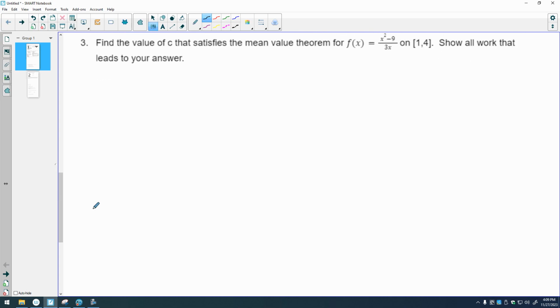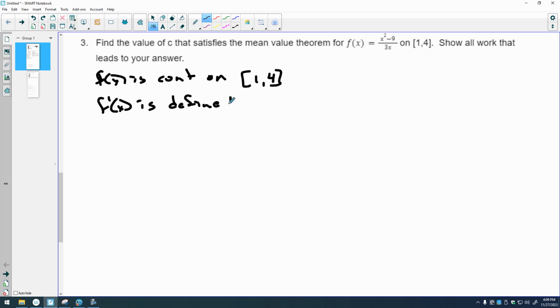Okay, question 3. Find the value of c that satisfies the mean value theorem. Mean value theorem says if f of x is continuous on the closed interval, and differentiable on the open, or you could say f prime exists on the open, either one, then there exists a c value where the average rate of change equals the instantaneous rate of change, somewhere in the interval.